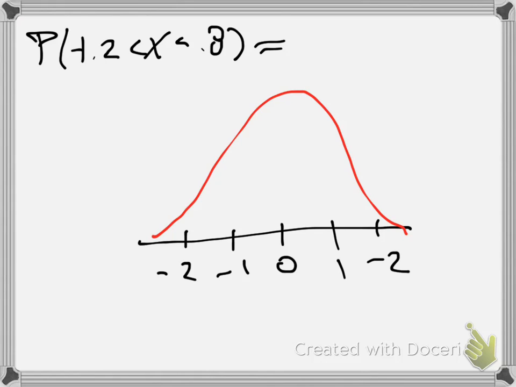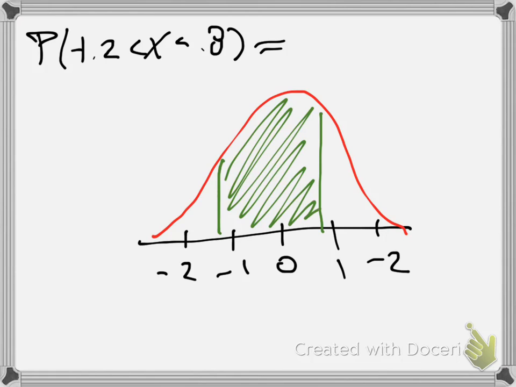This would work exactly the same way as what we saw in the last video. We would just have to find the area ranging from -1.2 up to +0.8. And then you just find that area under the curve. And so let's say that in this case, maybe that's equal to approximately 0.62.